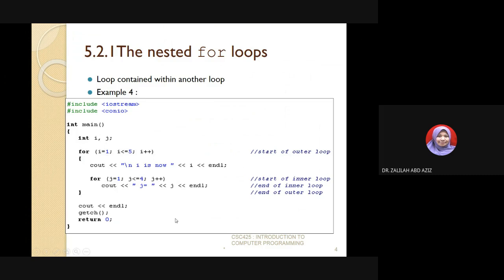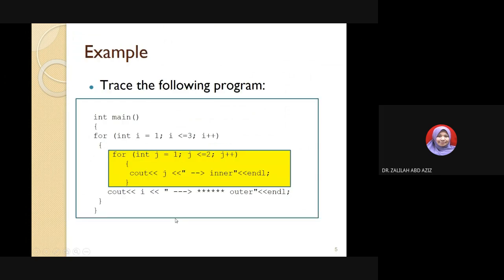Okay, let's look at the example here. Trace the following program. int main, for int i equal to 1, i less or equal to 3, and i plus plus. Then if i less than 3, i is 1 value dia. Yes, 1 memang less than 3. So dia akan masuk sini. Dia jumpa one more inner loop. So dia akan kata j equal to 1. So adakah 1 less or equal to 2? Yes. So dia akan display j, that is 1.